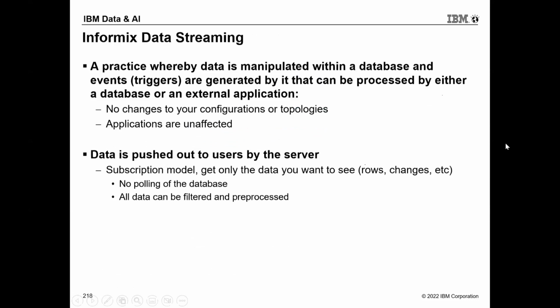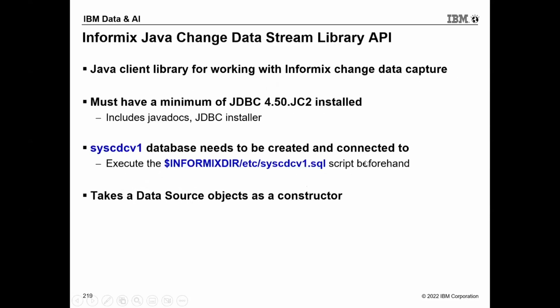Data streaming is a practice whereby data is manipulated within a database and events, namely triggers, are generated by it that can be processed by either a database or an external application. There are no changes to your configurations or topologies, and applications are unaffected. Data gets pushed out to the users by the server. It's a subscription model. You get only the data you want to see, rows, the changes, etc. There is no polling of the database, and all data can be filtered and pre-processed.